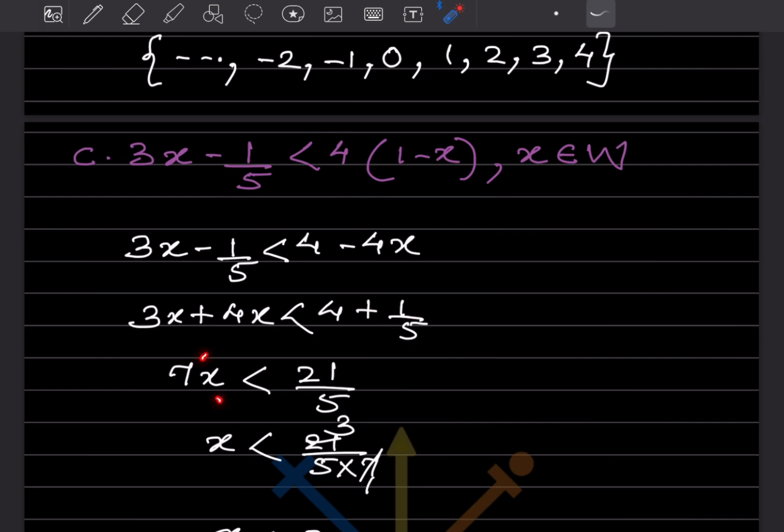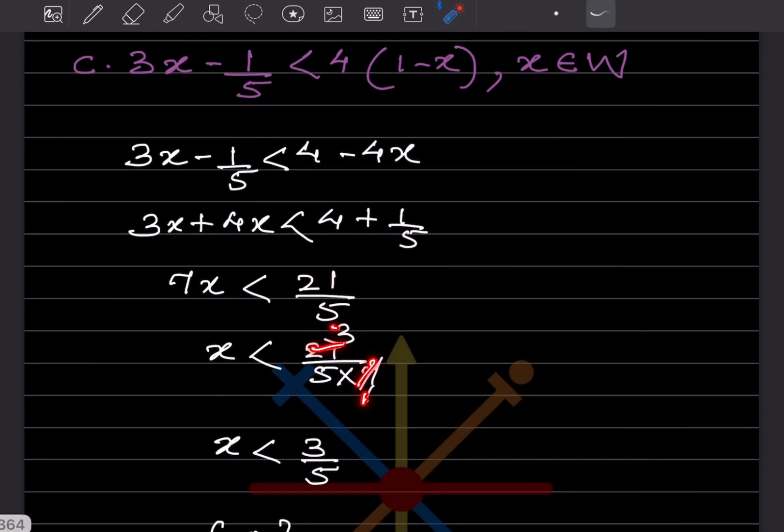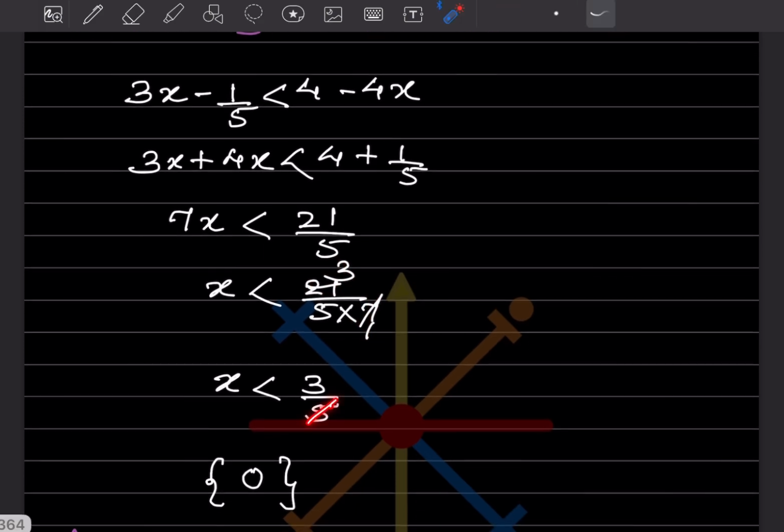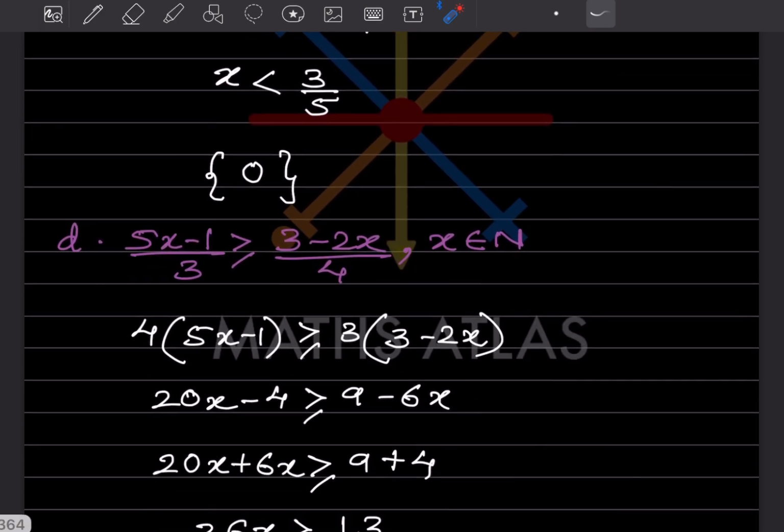So this is multiplication here, so 21 by 5 will get divided by 7. 7 ones are 7, 7 threes are 21. So that will be 3 by 5. Now since this is a whole number, 3 by 5 is just 0.6. So x is less than 0.6 means we have to just take 0, because it's a whole number.